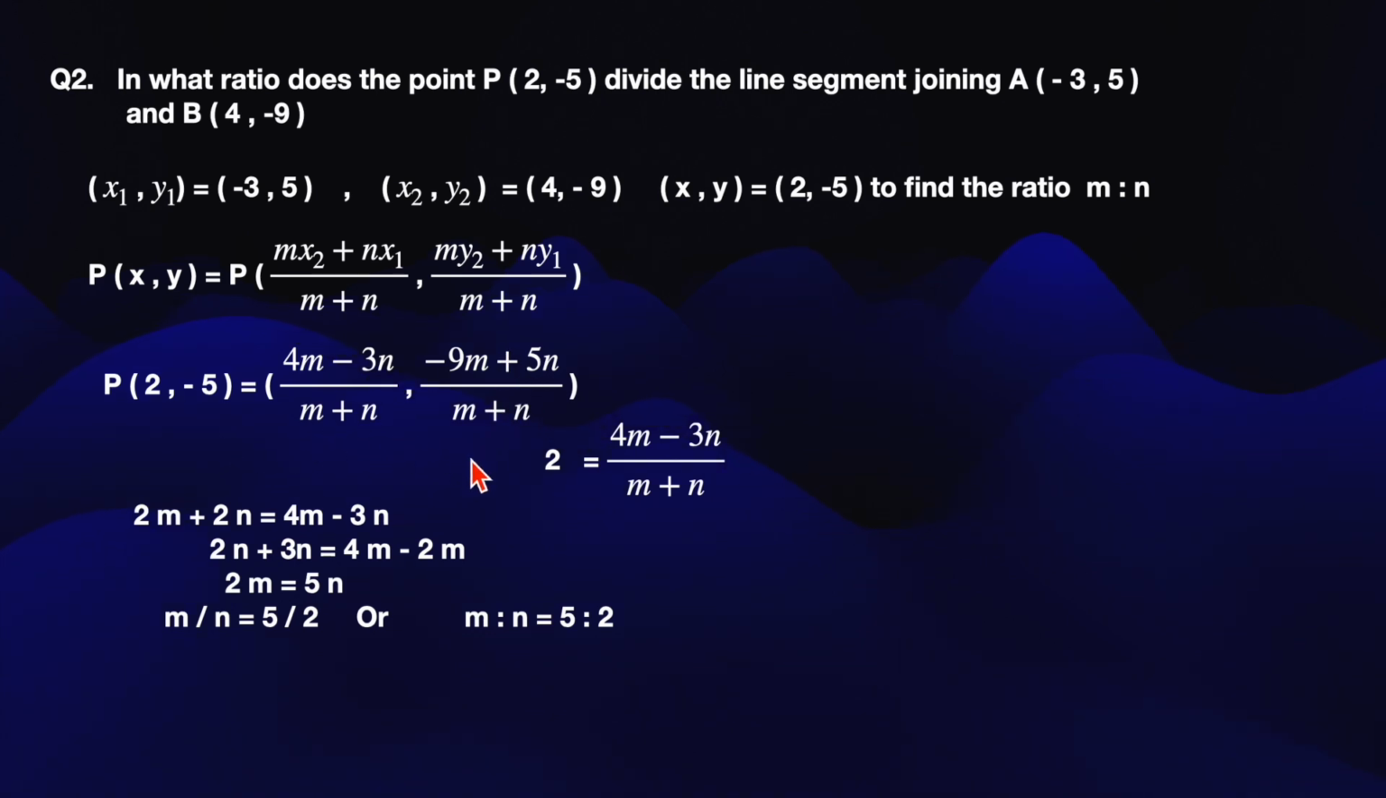Now from this what do you understand? 2 is equal to this. So let's take this, 2 is equal to this. We are going to find out m and n. So write it down here like this.